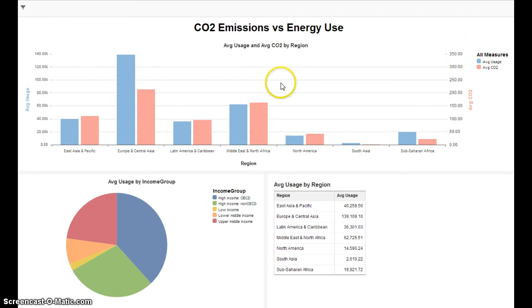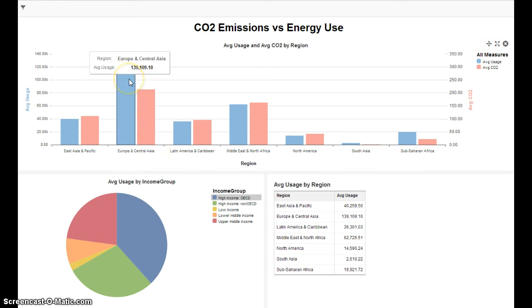Lastly, we have our fifth and final storyboard, which outlines the amount of CO2 emissions produced and the amount of electricity actually being used by both region and income groups. So here we have the average usage on the left-hand side, the corresponding amount of CO2 emissions produced on the right, and the region down the bottom. Again, the colored key depicts the average electricity usage in red, and blue demonstrates the CO2 emissions.